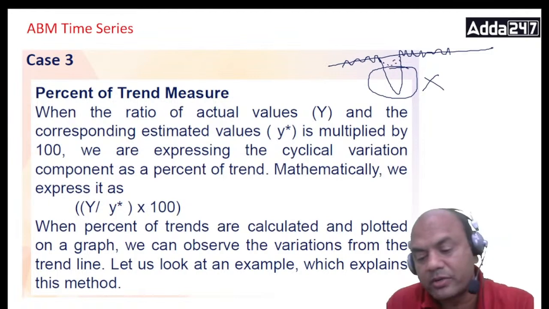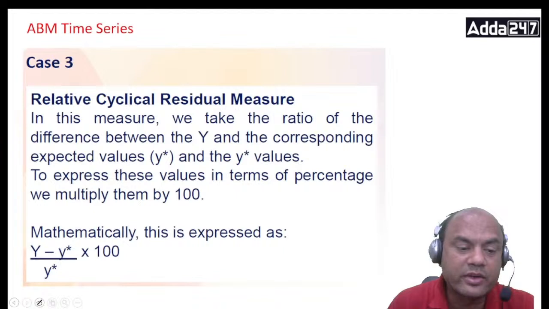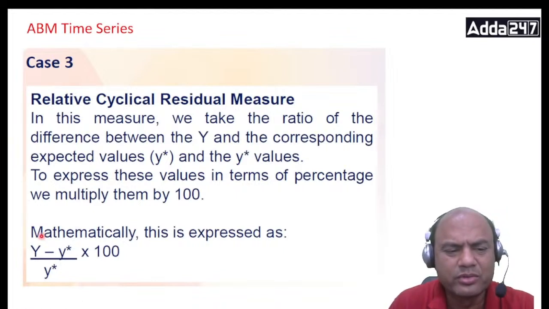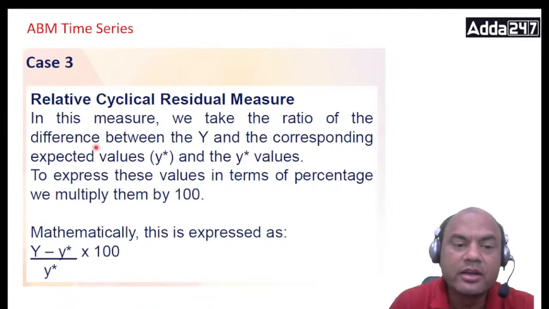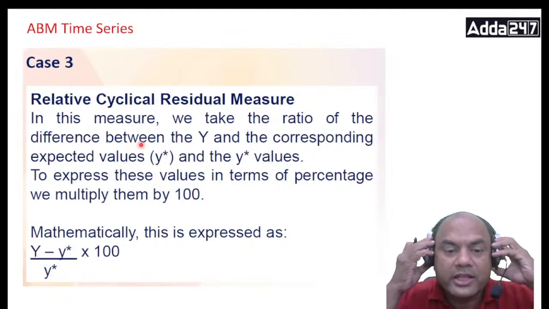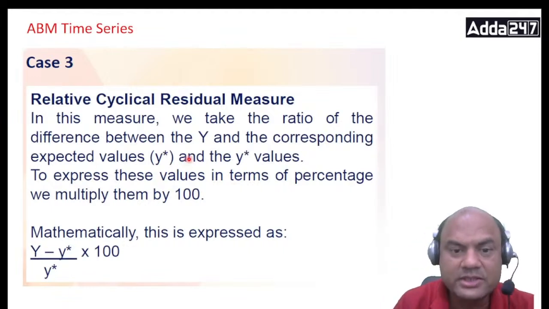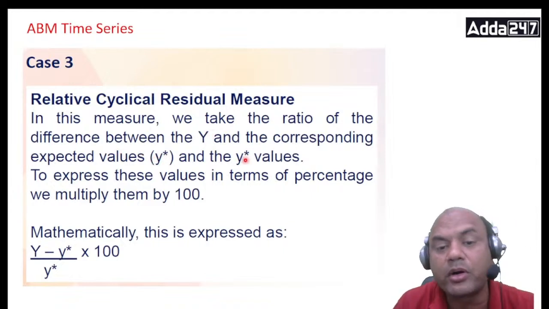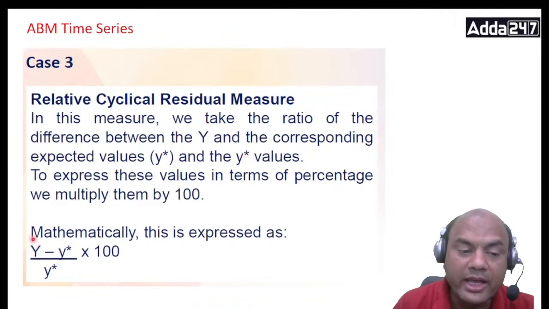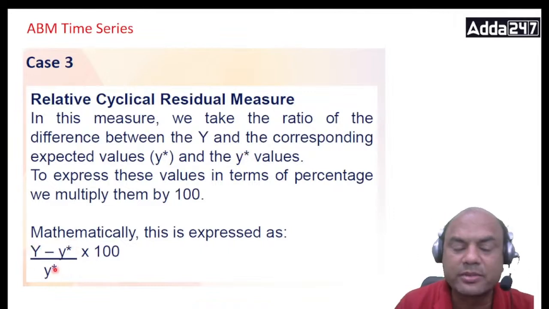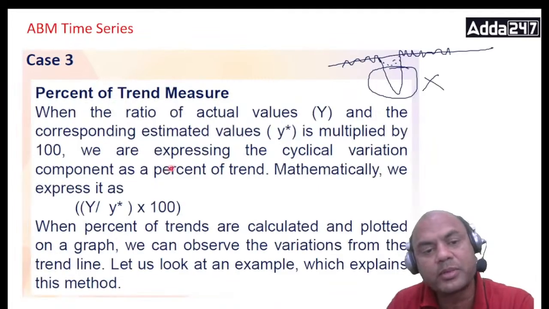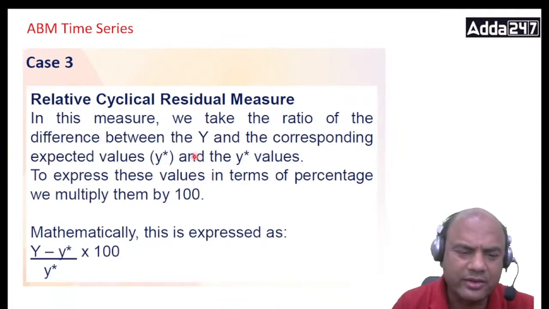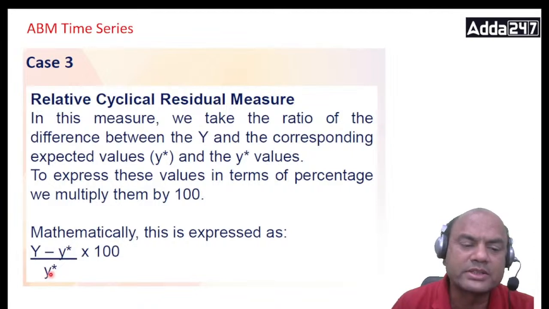Actual y upon estimated y. Similarly this second one, residual cyclical method. Same logic. Only formulas are different, but logic is the same. In this measure, we take the ratio of the difference between the actual y and the corresponding expected y, and y star. Means y minus y star, actual y minus estimated y, upon estimated y. Both these methods are used. This method also, earlier method also, they will give you a similar answer. You'll see that now. So y minus y star upon y star into 100.